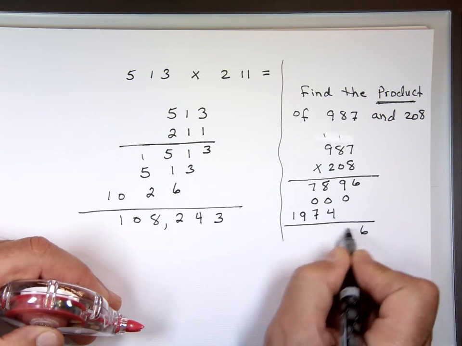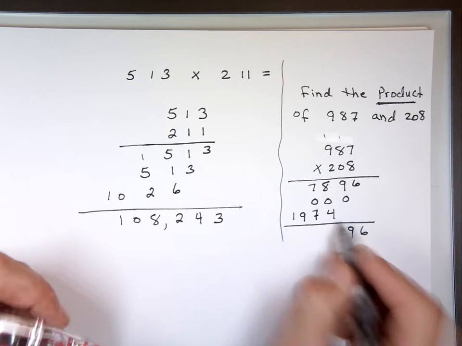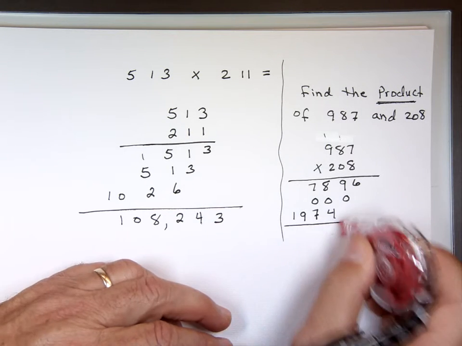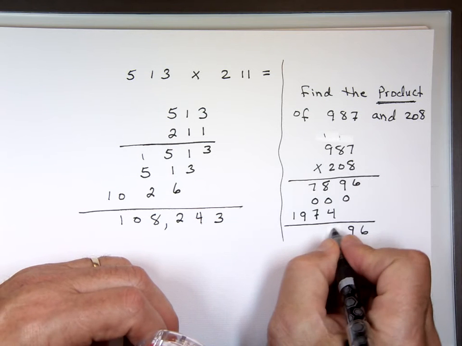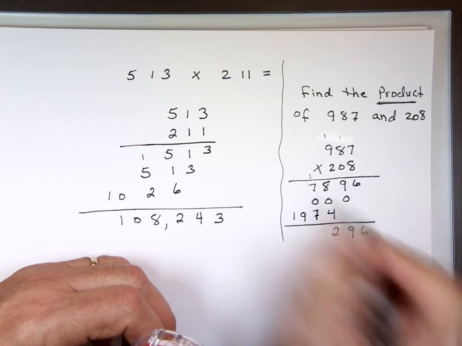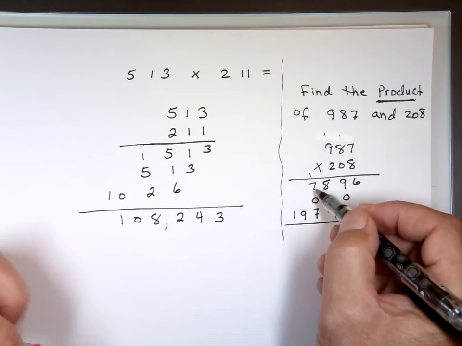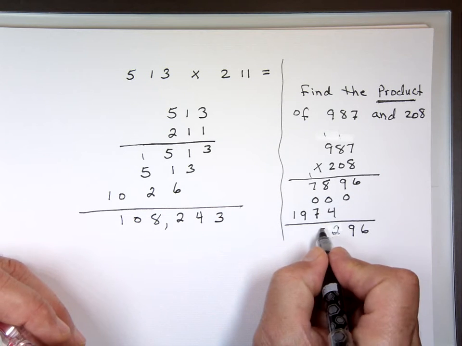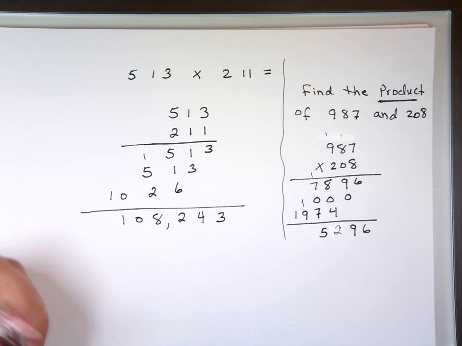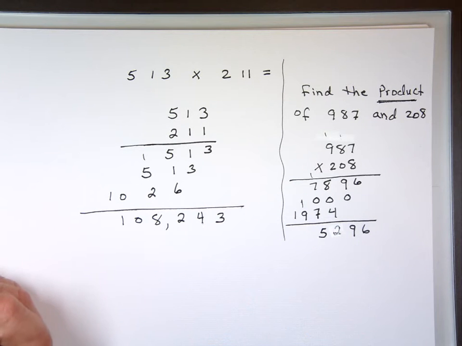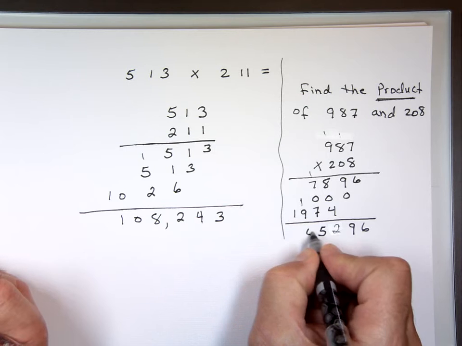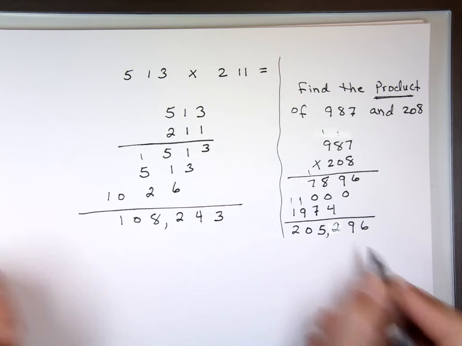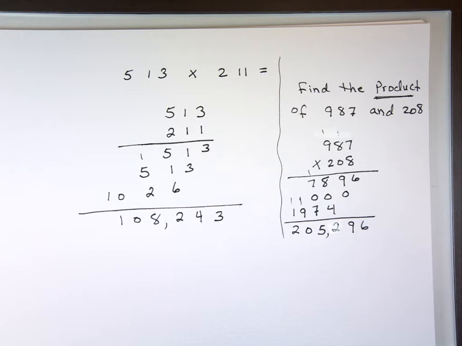6, 9, 8 and 4, which is what? 12. Oh, I almost wrote 12 here. That's 2. Carry 1. 1 and 7, 8, and 0, 8. 8 and 7, 15. 5. Carry 1. 1 and 9, 10. 0. Carry 1. 1 and 1, 2. 205,296.